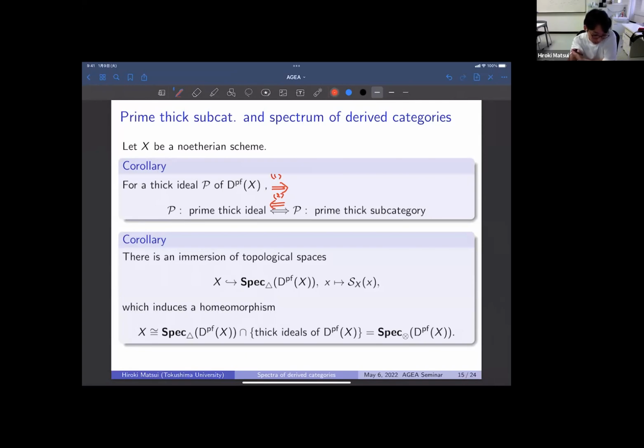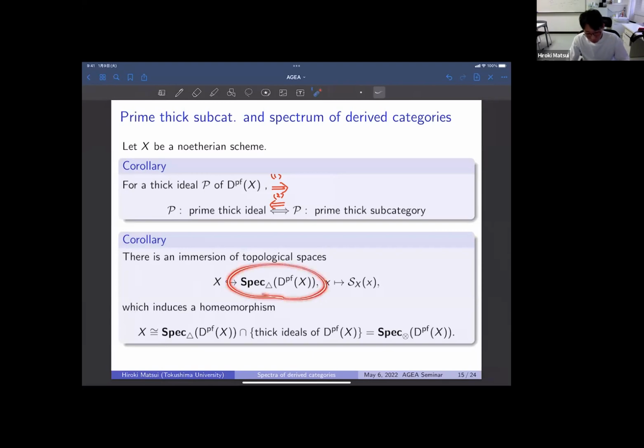Also, we have the following corollary. Since S of x is a prime thick subcategory, we have an injection from X to the triangular spectrum. The map is given in this way: x is sent to S of x. And actually, this injection is an immersion of topological spaces. So the topological space X is embedded into the triangular spectrum of the perfect derived category.